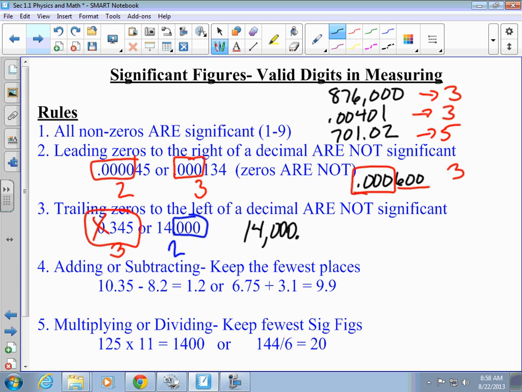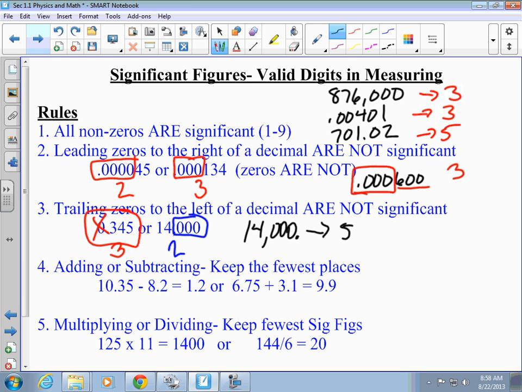If I have that decimal point there, that means I measured every single number. So 14,000 is exactly 14,000. If I take away that decimal, we go back to 2. But with the decimal at the end, 14,000 decimal has 5 sig figs. And we'll have some time to practice in class with sig figs.